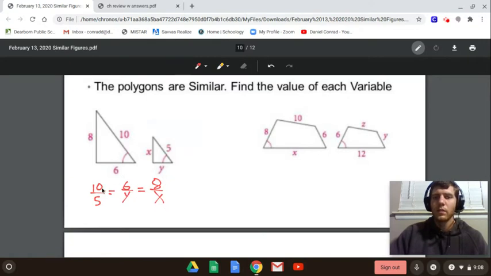But if you pick the numerator from one triangle, you have to pick the other numerators from that same triangle. We can't do 10 over 5 and then y over 6, right? We have to do 10 over 5, and if we pick 10 from the first triangle, we have to start with the number from the first triangle again. So 10 over 5, 6 over y, 8 over x. Okay, you pick two ratios.